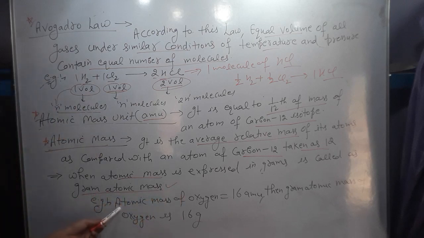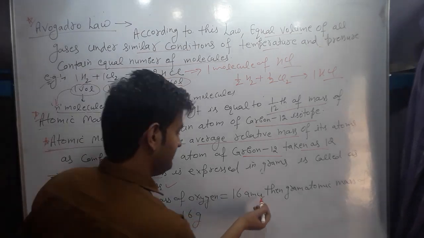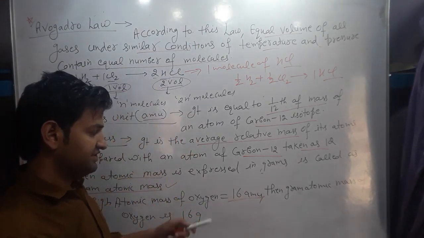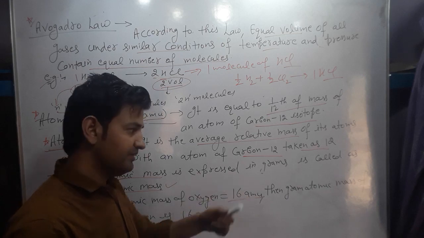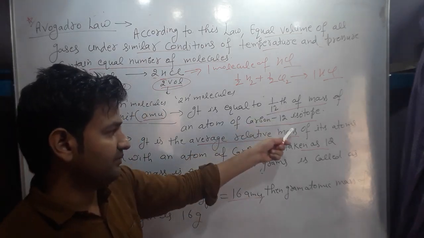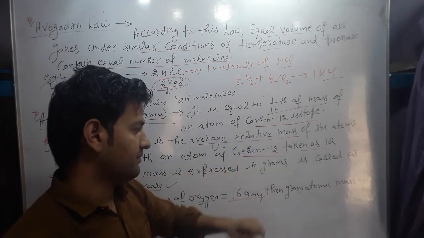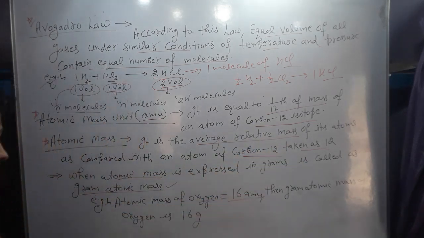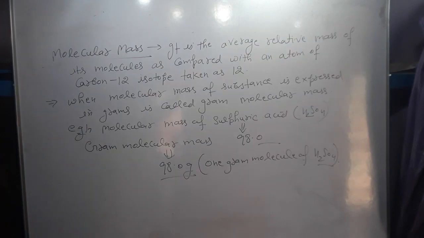Let us take an example. Atomic mass of oxygen is 16 AMU. 16 AMU means atomic mass unit. It means it is compared with 1/12 of the carbon isotope. Then when it is in gram, we can say that gram atomic mass of oxygen is 16 gram.